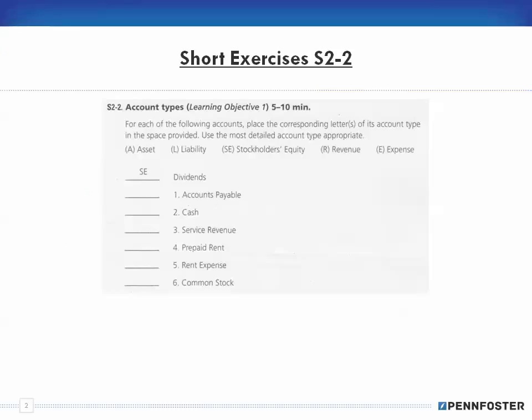Okay. All right. So accounts payable. Whenever you see the word payable, that means you owe something. So this would be a liability. Right? Cash is an asset. All right.